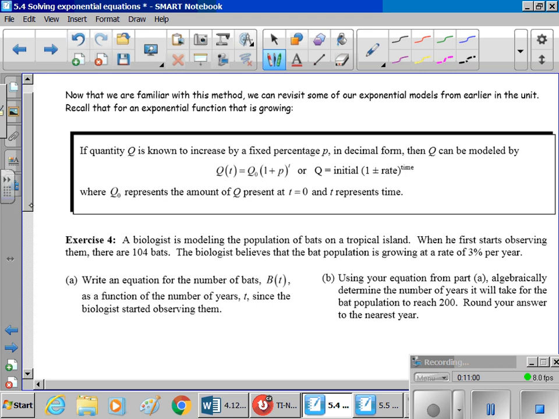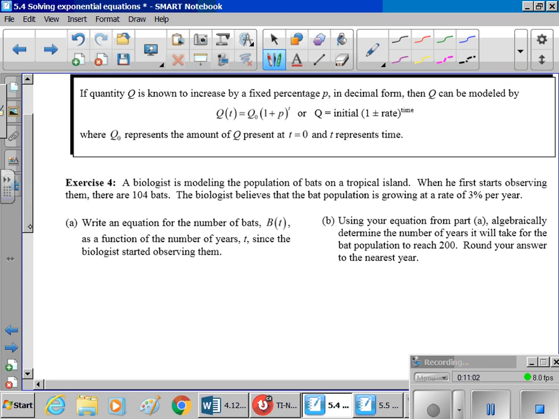So we're going to go back to our definition of an exponential function. In this case, we say Q of t is equal to Q naught. Now this little zero here, we say Q naught, which always represents the initial value, times 1 plus p, and in rates, that would basically be your rate, all right, raised to the time. So this is nothing different than what we did earlier in the year.